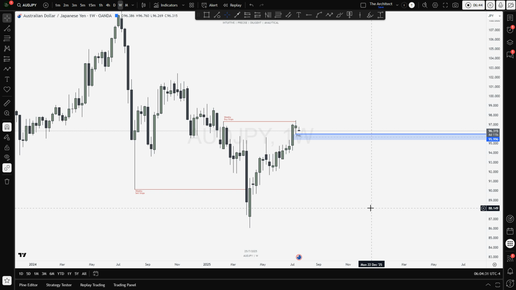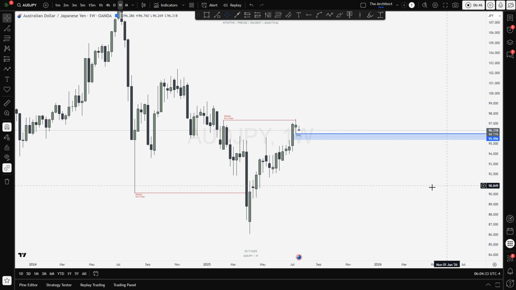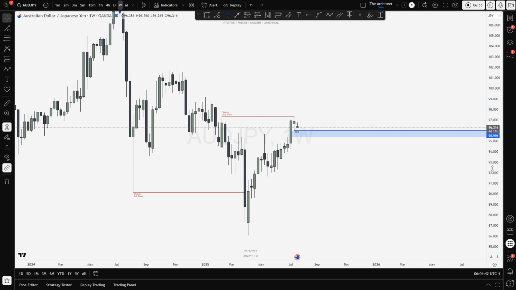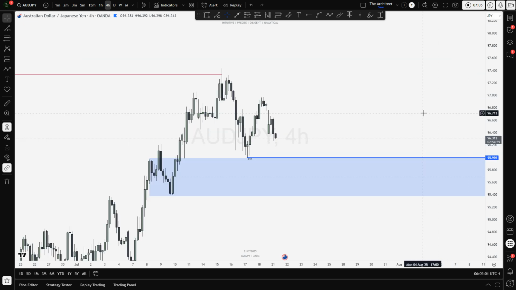Cool. So this is AUDJPY. This is the weekly time frame. We can see that recently, last week's candle took out the buy stops resting up there and closed below. That's a clear indication that you're going to get nice bearishness, right? So external range was taken. Now you want to see the market draw into internal range. Let's see the smaller time frames.